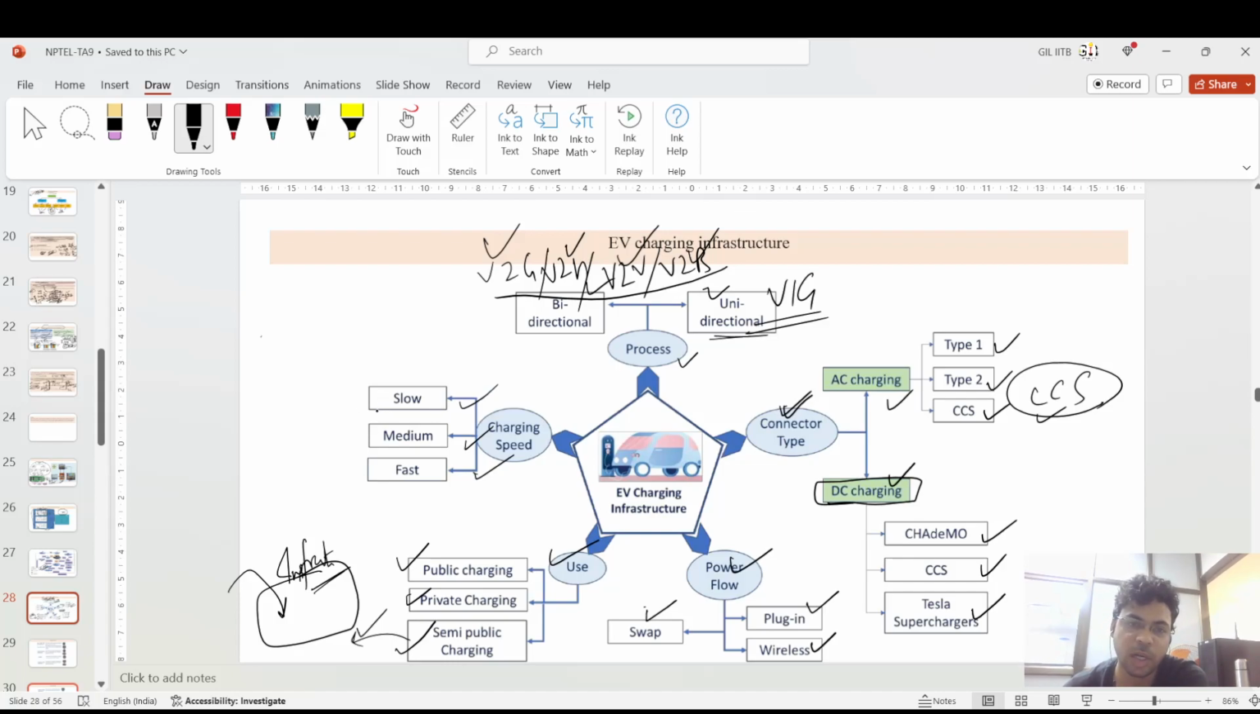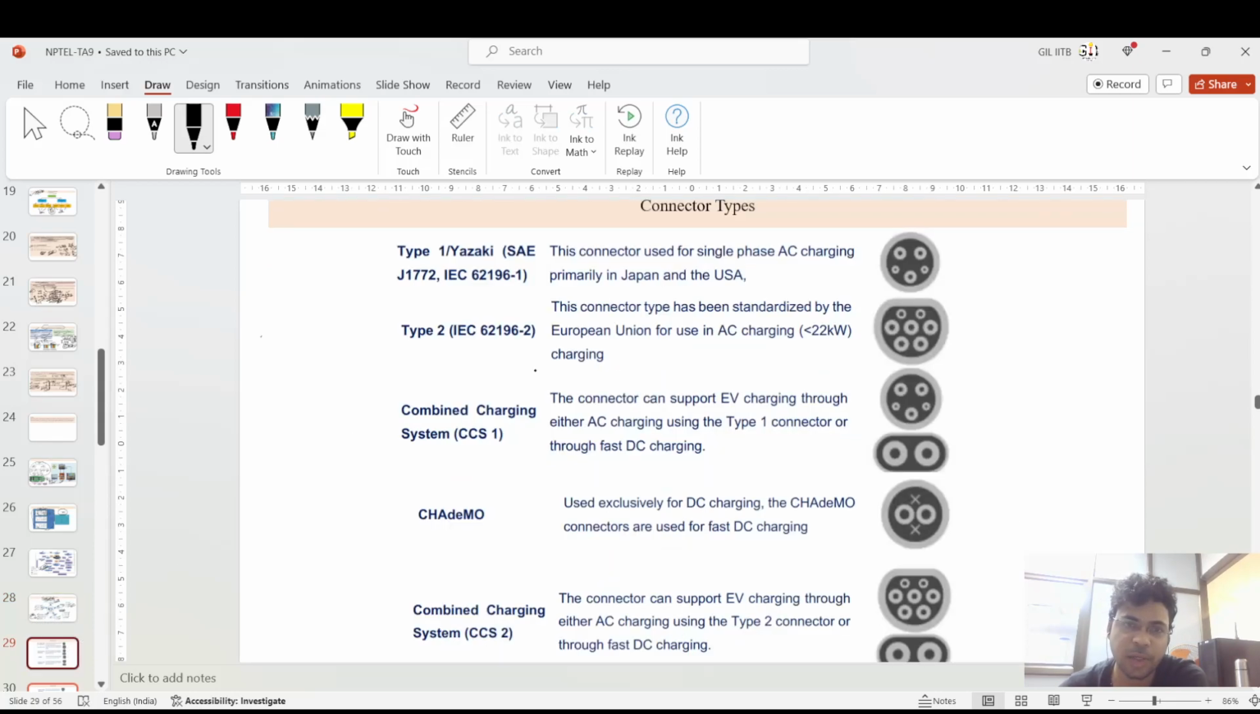And based upon the charging speed, suppose you want a fast charger, medium charger, or slow charger, based upon the type of charging speed you have certain types of chargers. Okay. So coming to the connector types, there are various types of connectors, which I have told you: type 1, type 2, CCS, CHAdeMO, GB/T.